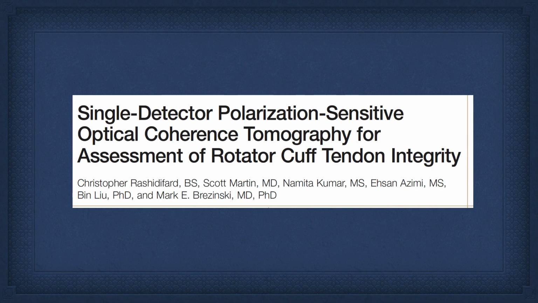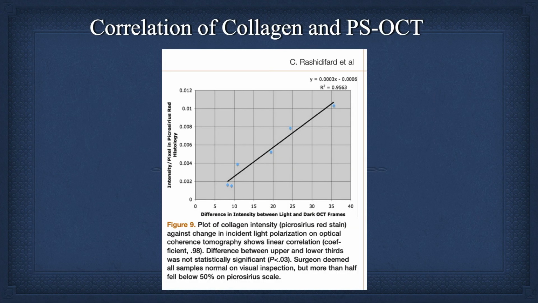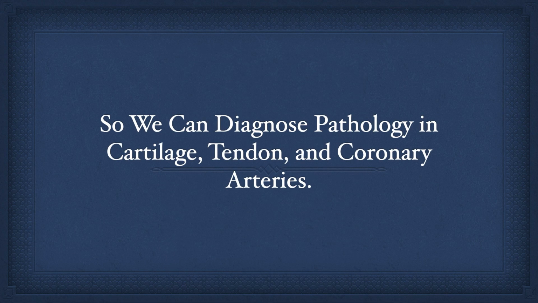And so the surgeons felt 100% visually that all the tendons that were left were healthy. And actually, only 50% of the tendons had significant organized collagen. But the correlation was highly statistically significant. And so this is another in vivo correlation between collagen and PS-OCT imaging. So we can diagnose pathology in cartilage, tendon, and coronary arteries.